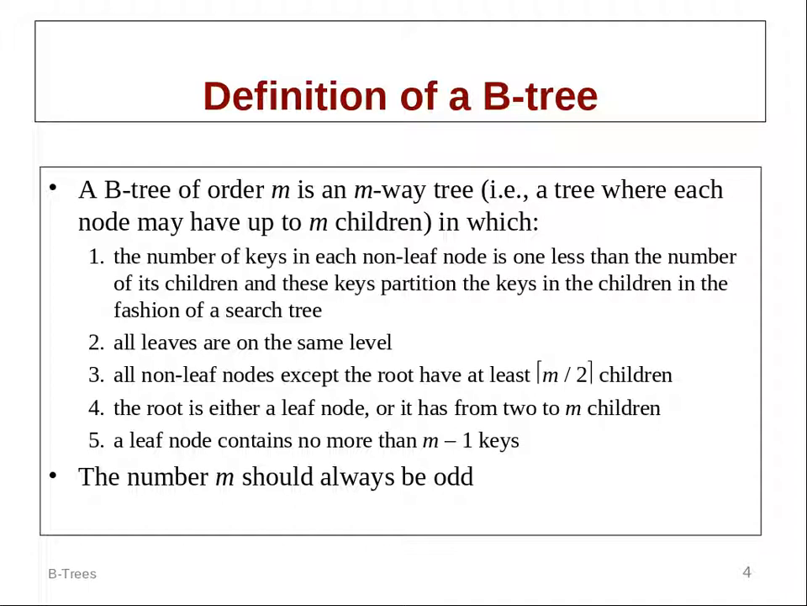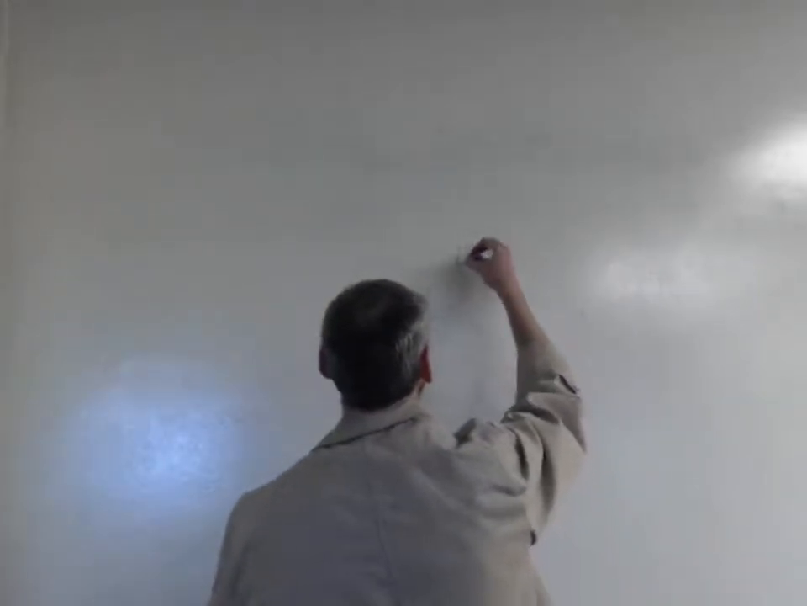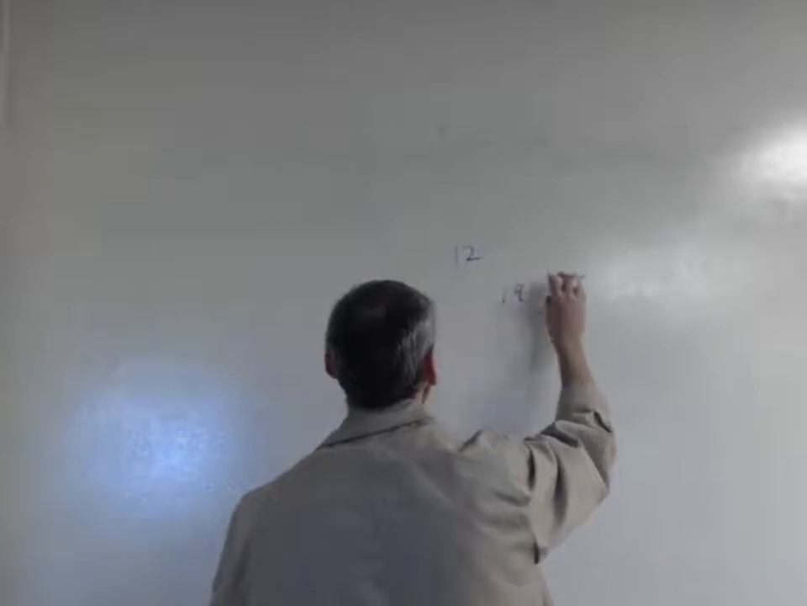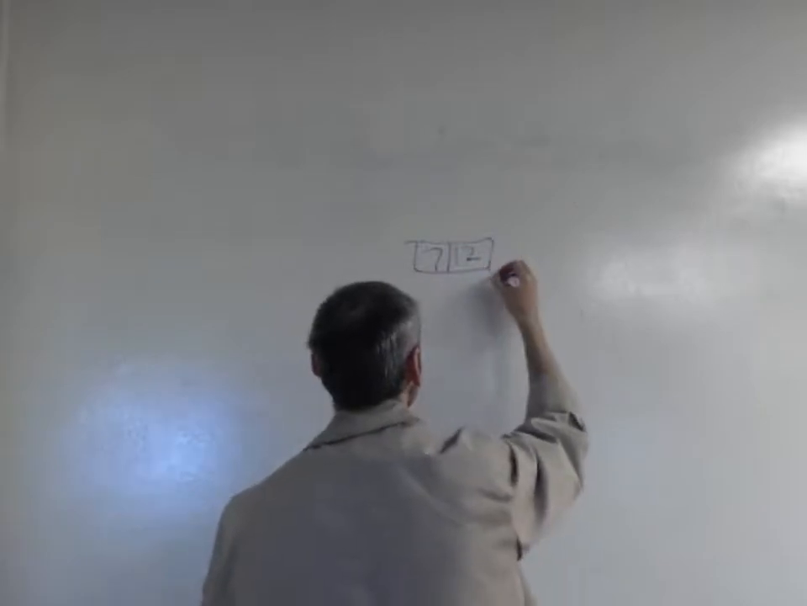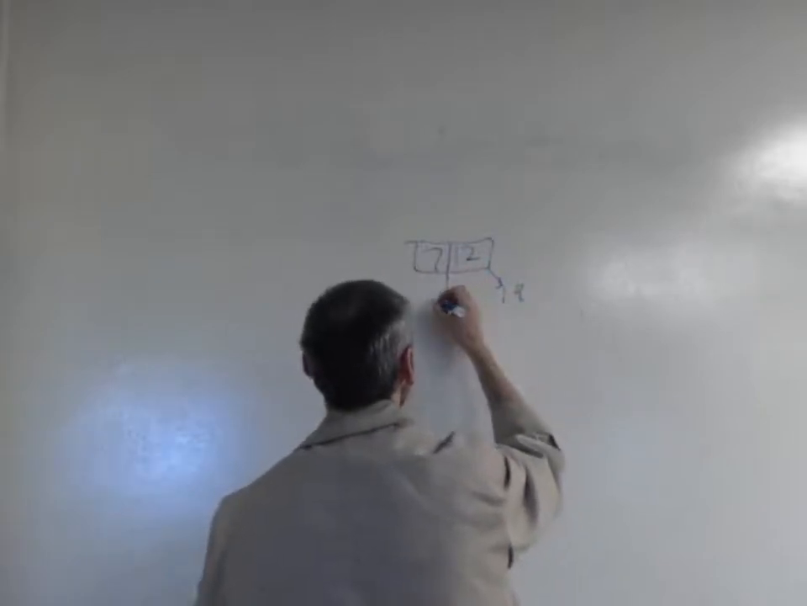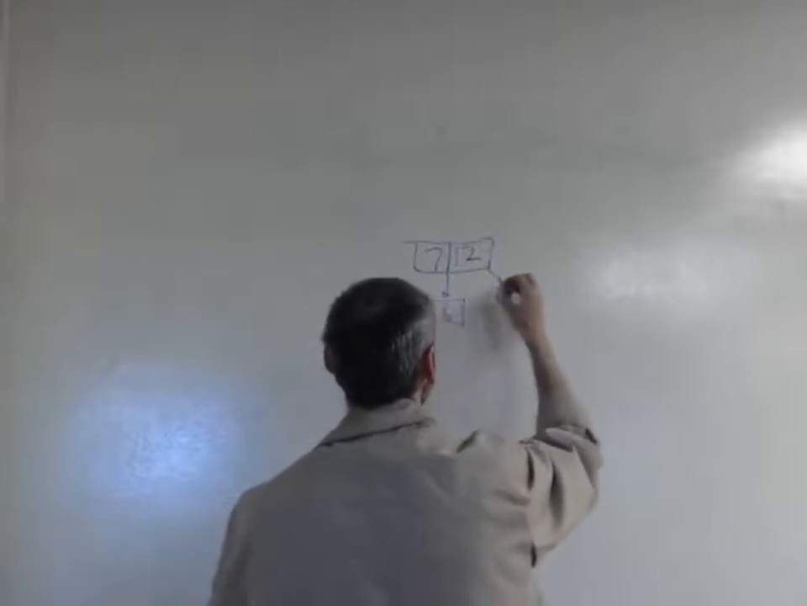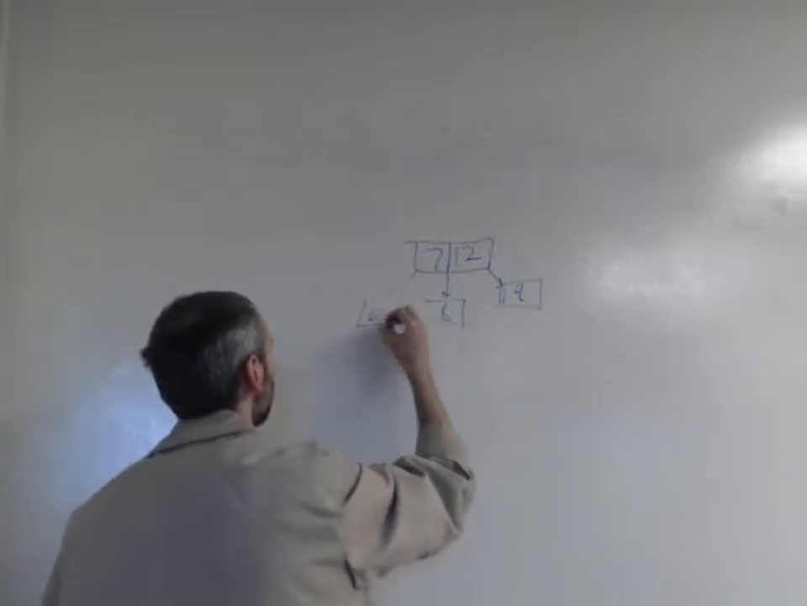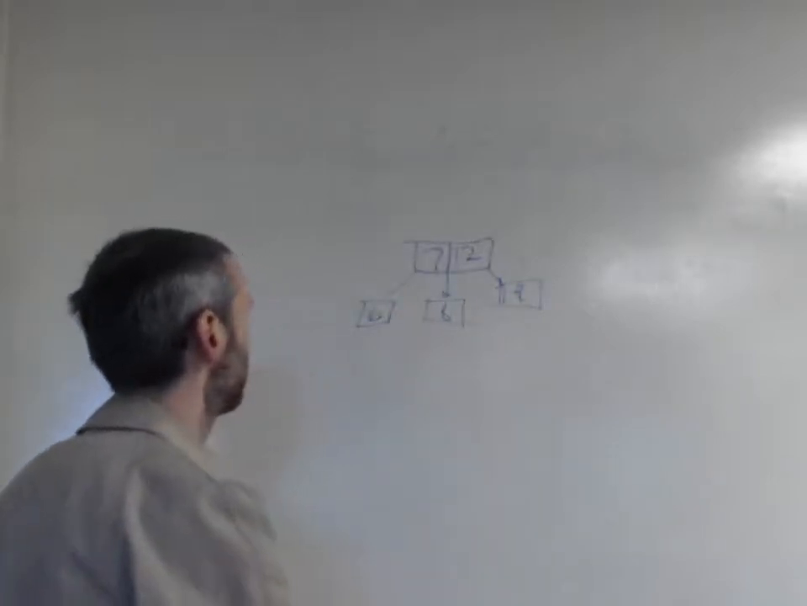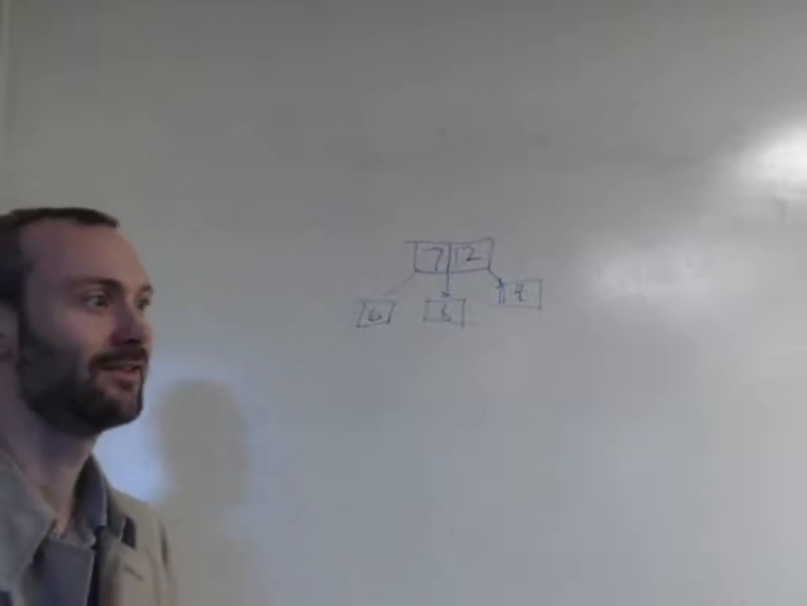What is it? The number of keys of each non-leaf node is 1 less than the number of its children. Now, this may be a little confusing at first, but let's go ahead and make some numbers. Give me some numbers. 12. 19. 7. And we need another number right here. 8. It's really hard to draw this on board. And then we're going to need another one, 6. Okay. Great.